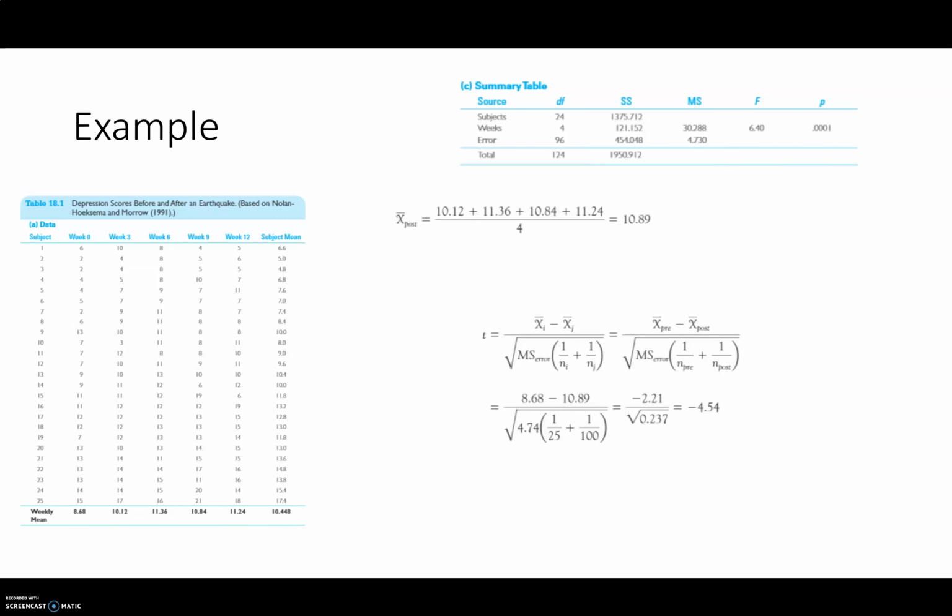Now, what do we use for the degrees of freedom? A t-statistic has a certain number of degrees of freedom. Here you would use 96. So the degrees of freedom associated with the error, the mean square error. Or in your Excel output, this would be the within groups variation, the degrees of freedom associated with that.